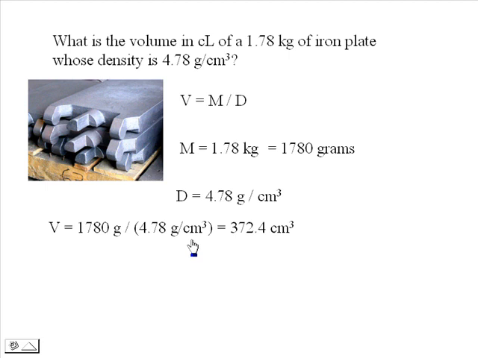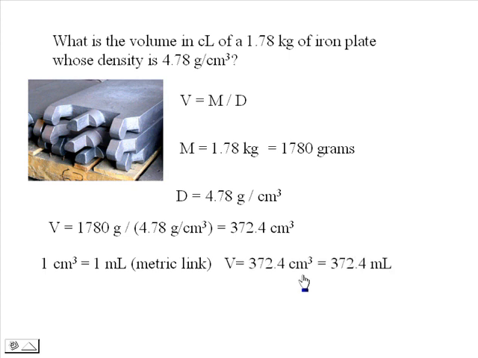Put your values in where it belongs in the equation, and here's my answer. The very last step was to go back and make sure that you truly answered what was required of the problem. It says, what's the volume in centiliters? I have it in centimeters cubed. Remember the metric link that 1 centimeter cubed is equal to 1 milliliter. It's a 1-to-1 ratio. And so therefore, if I have 372 centimeter cubed, it equals exactly the same amount of milliliters. Now that I have it in milliliters, I can use the metric moving dot to convert it to centiliters.